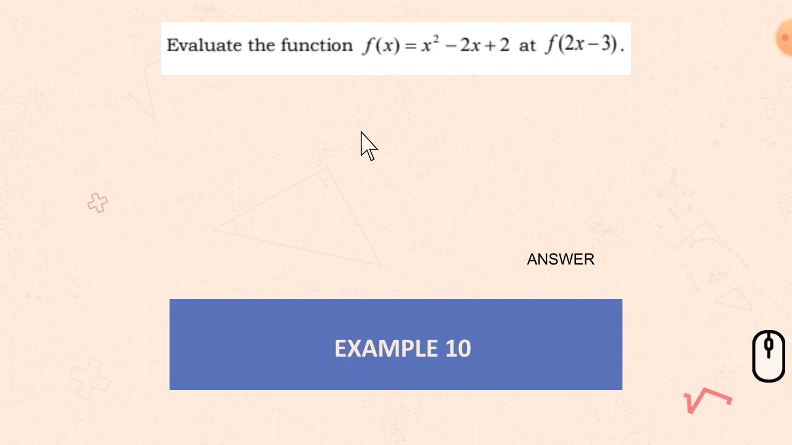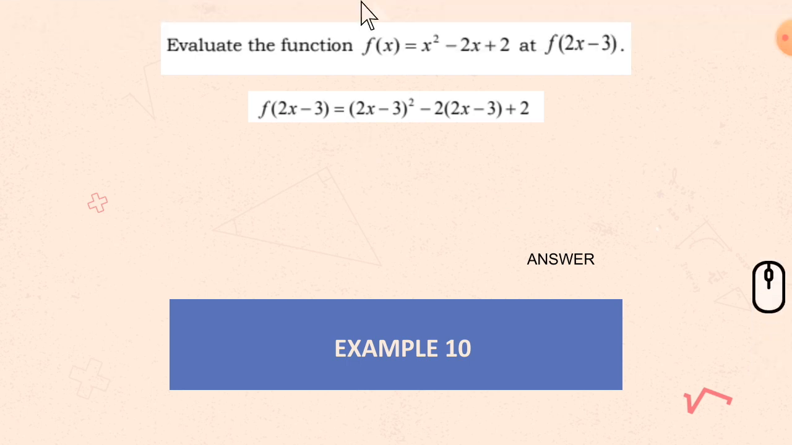evaluate the function. F of x is equal to x squared minus 2x plus 2 at f of 2x minus 3. So, anong gagawin? Yung value ng x natin is 2x minus 3. So, ayan. Sinubstitute na natin. So, f of 2x minus 3 is equal to 2x minus 3 squared minus 2 times 2x minus 3 plus 2. And then, evaluate natin, simplify natin yung 2x minus 3 squared.